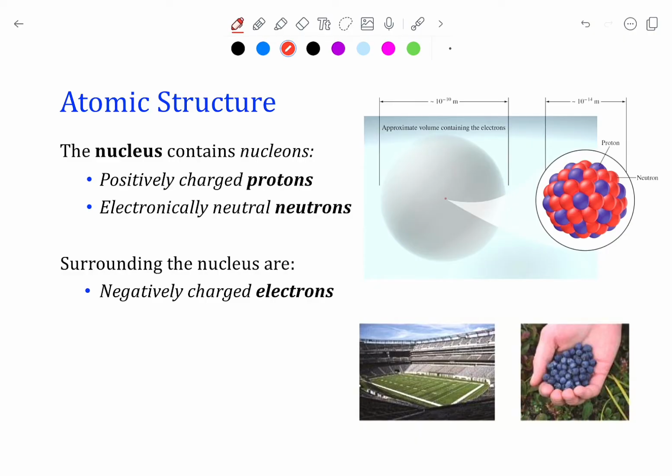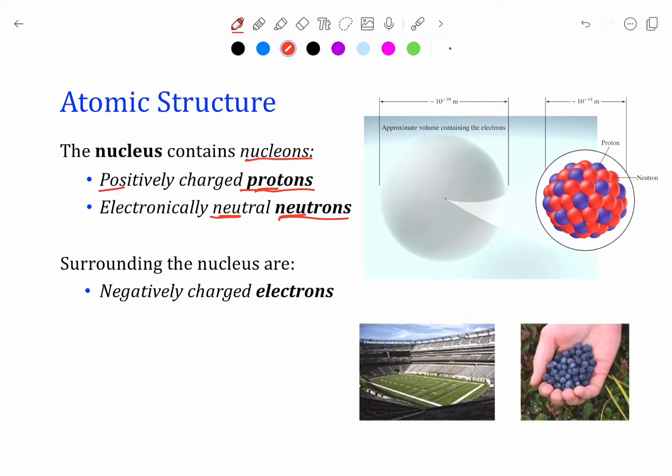We can now say that the atomic structure is made up of the nucleus, which contains nucleons. Okay, so those are the particles in the nucleus. The two particles in the nucleus are the positively charged protons and the electronically neutral neutrons. So pro for positive, nu for neutral, and those are our nucleons, is what we find in the nucleus. Surrounding the nucleus are the electrons, and those have a negative charge.